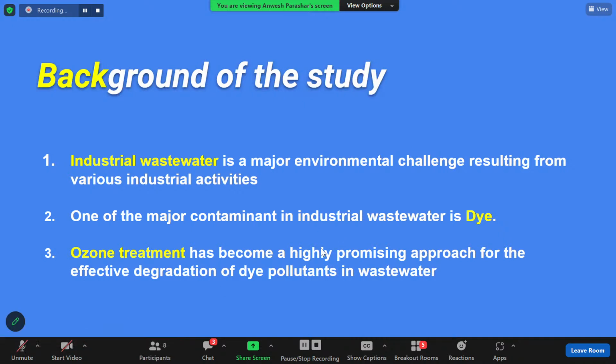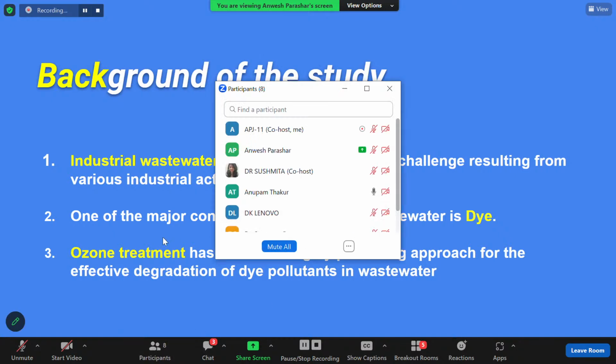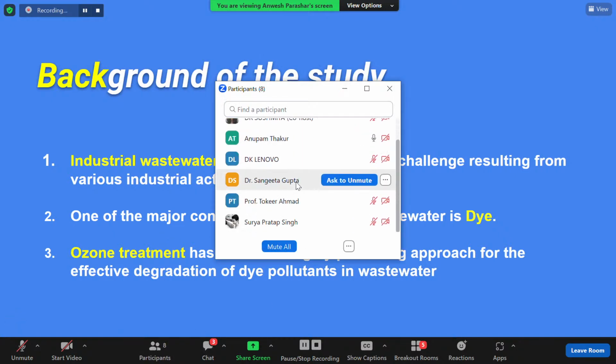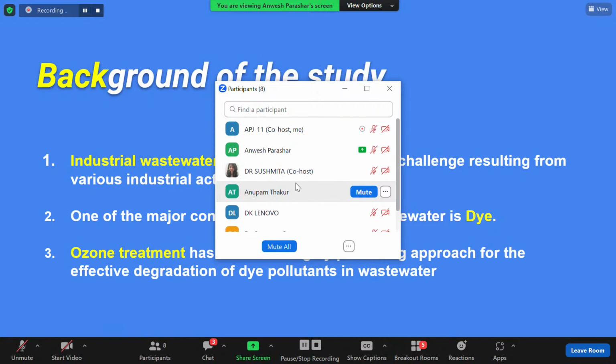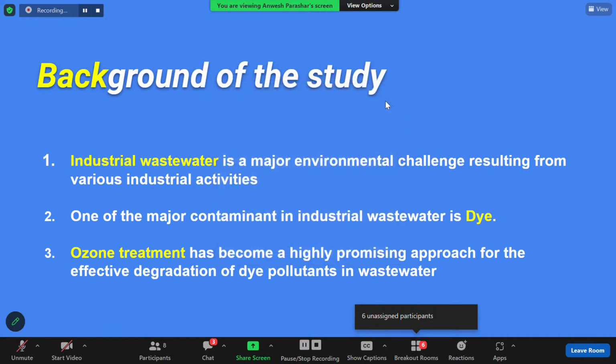So the background of the study, why we chose this review paper. The first and foremost thing is that industrial wastewater is a major environmental challenge resulting from various industrial activities. It frequently contains a variety of dangerous contaminants and chemicals such as dyes, the most prominent being azo dyes and colors present in the effluents disposed of by the industries. This is seriously endangering aquatic ecosystems and human health.